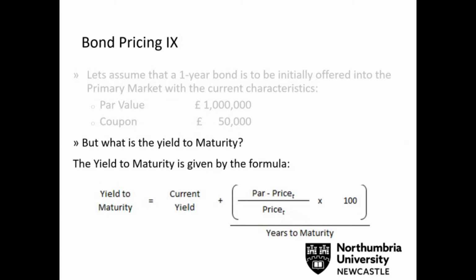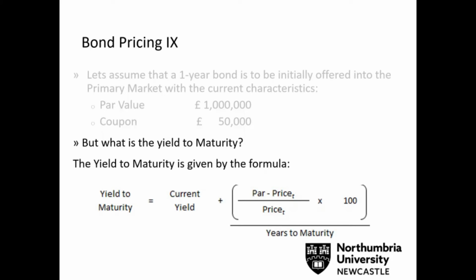Now if we look at the yield to maturity, which is in other words the return until the bond expires, we can see the formula here is the current yield that we've just calculated plus the par value, now that's fixed, minus the price at which you were to buy the bond, if you were to buy it in the secondary market, divided by, again, the price.